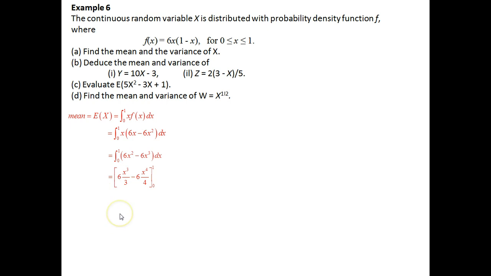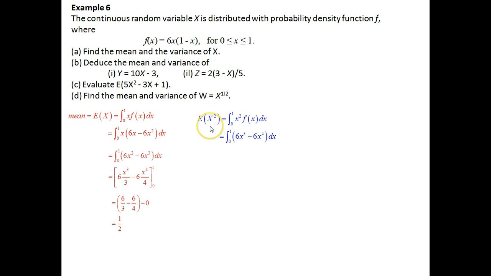So I'm integrating 6x squared minus 6x cubed, giving me 6x cubed over 3 minus 6x to the 4 over 4. Putting 1 and 0 in. So putting 1 in, I've got 6 over 3 minus 6 over 4. Putting 0, I've got a 0. So my mean is a half this time. So between 0 and 1, it's a symmetrical curve. My mean is in the middle as it happens.